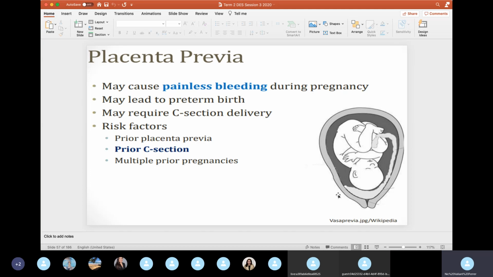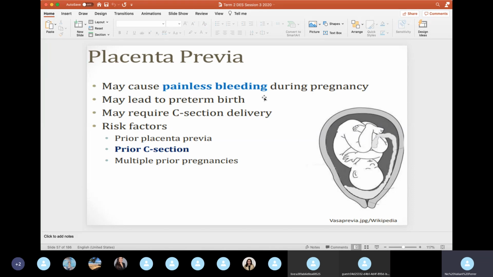So the delivery will be difficult, right? It causes painless bleeding during pregnancy. That's high yield, painless bleeding. Contrast this one with abruptio placenta or placental abruption, where you can have painful bleeding. For placenta previa, it may require C-section.